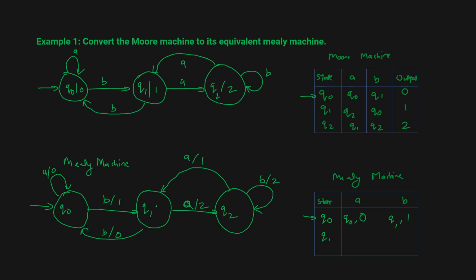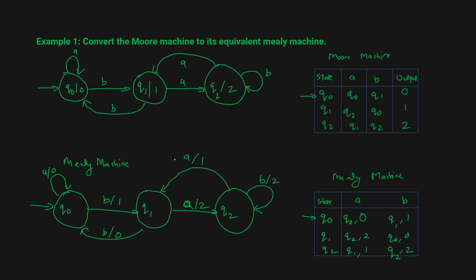Now what happens in Q1? If you get input A, you go to Q2, and the output is going to be 2. And if you get input B, you go to Q0 and the output is going to be 0. So Q0/0. And in Q2, if you get input A, you go to Q1 and the output is going to be 1. So Q1, 1. And if you get input B, you go to Q2 and the output is going to be 2. So it is Q2, 2.